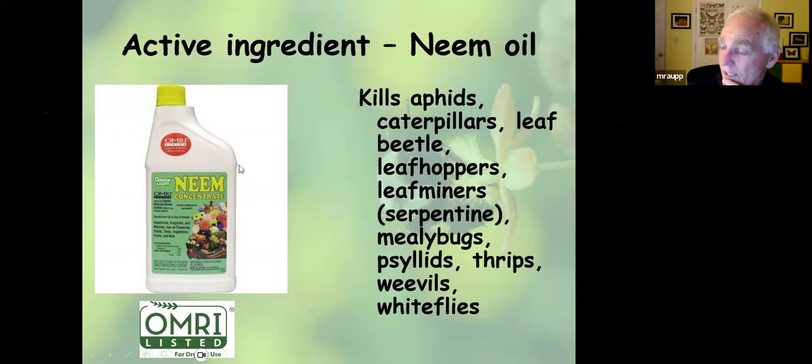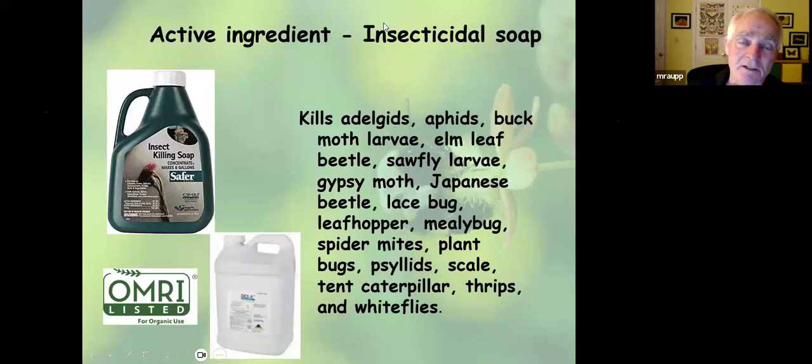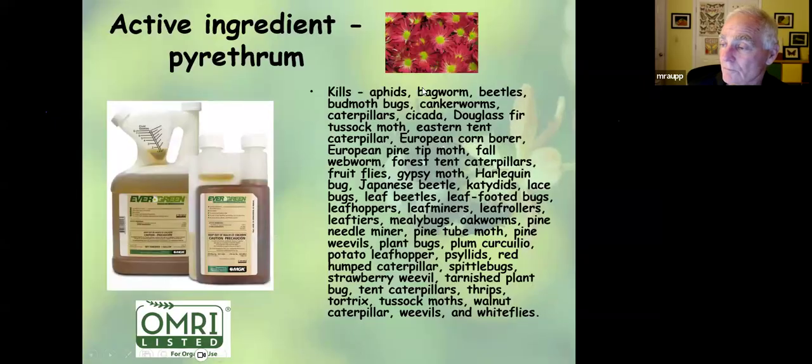Neem oil, again, is derived from a botanical plant. Azadirachtin, from the neem plant, kills aphids, caterpillars, beetles, leaf miners, a whole variety of pests. BTs, we use this one against caterpillars, hornworms, cabbage worms, tent caterpillars, gypsy moth. Insecticidal soaps have a broad label as well. Pyrethrum, derived from chrysanthemums, has a very, very large label.